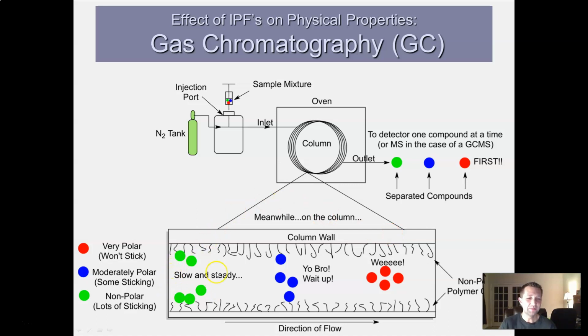So nonpolar components are attracted to the wall. They stick to it, right? They don't travel as far. The polar components will fly out. They'll come out first. And you'll see this readout at the end. And you can see what the different peaks are. You can see what came out of the gas chromatography machine first, all the way through last. Really neat if you get a chance to do that in college.